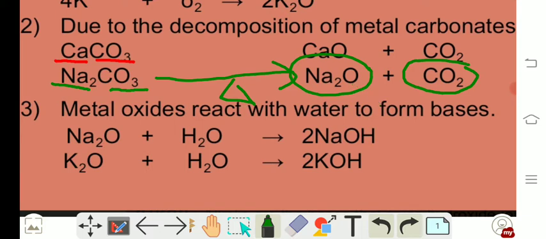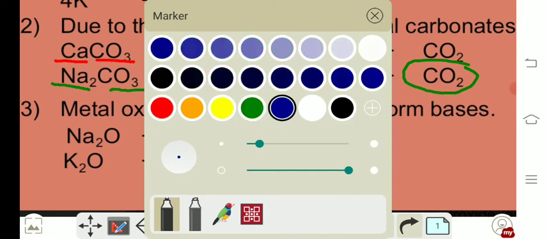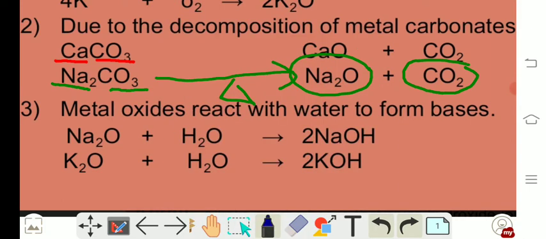Now let's move to number 3. My dear friends, let's choose a color. Number 3: metal oxide reacts with water to form base. Here sodium is metal, O is oxide, sodium oxide, metal oxide. When it reacts with water, it forms sodium hydroxide, which is called base. How is it base? Metal hydroxides are bases. Sodium is metal and hydroxide.